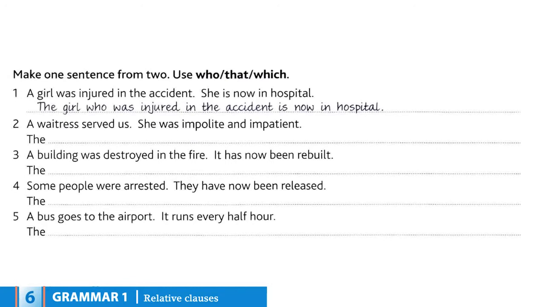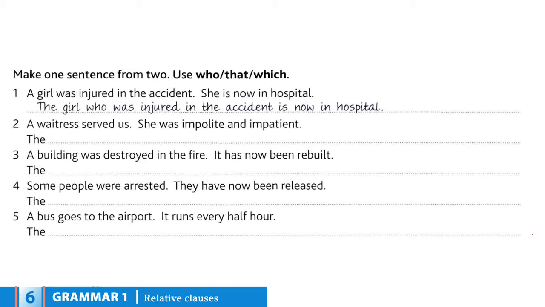Make one sentence from two. You have to use who, that, or which. But in this case, I want you to use who for people and which for things and animals, okay? Alright, so let's start then. Let's see the example.